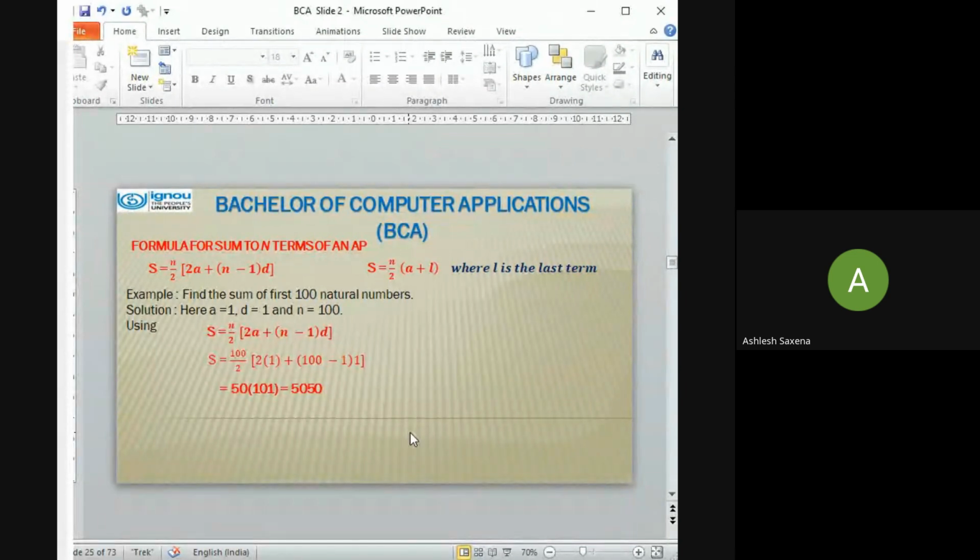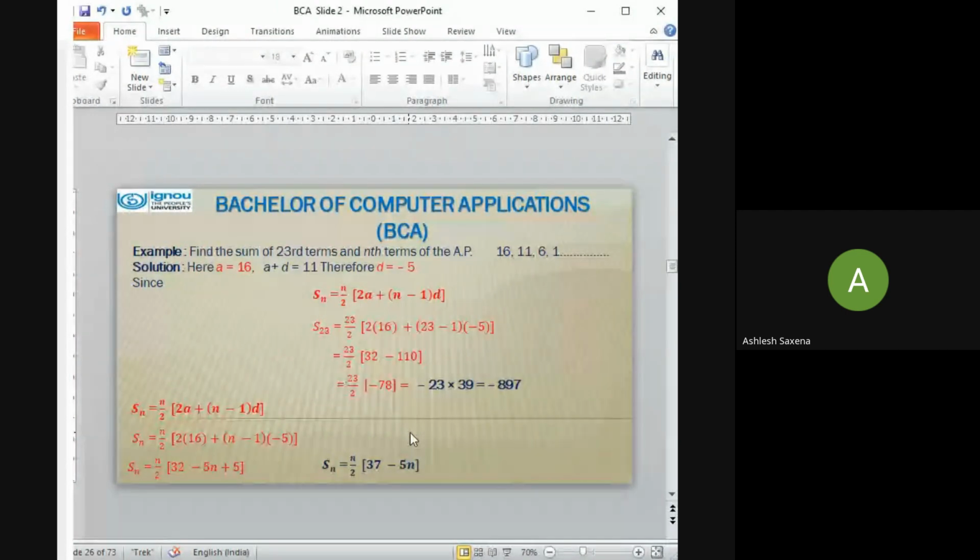Okay. Now comes another problem for you. Find the sum of 23 terms and the nth term of the AP. The AP given to you is 16, 11, 6, 1. First of all, you have to find a. What is a? 16. A is the first term.